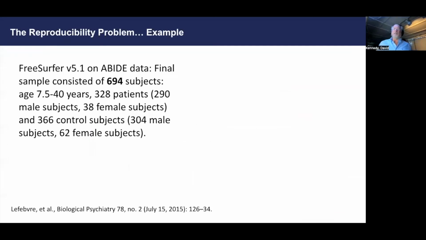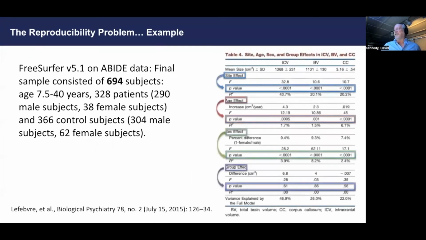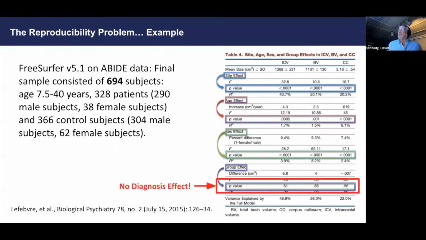Well, if you follow up that concept with a mega-analysis of the ABIDE, the Autism Brain Imaging Data Exchange data set, and do a prospective assessment of the same particular observation, the corpus callosum as a function of diagnostic label, do we see the same type of thing? Well, when you do that, we see significant site effects. Great, you expect that. You see significant age effects. Great, you expect that. You see significant sex effects. Yes, we expect that. But lo and behold, the group effect, the diagnosis effect, is not significant in this sort of prospective mega-analysis of a large data set.